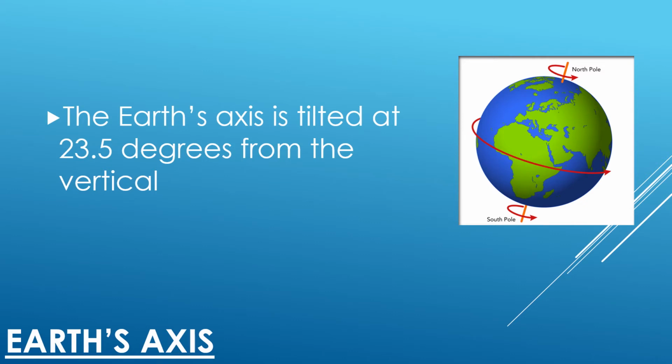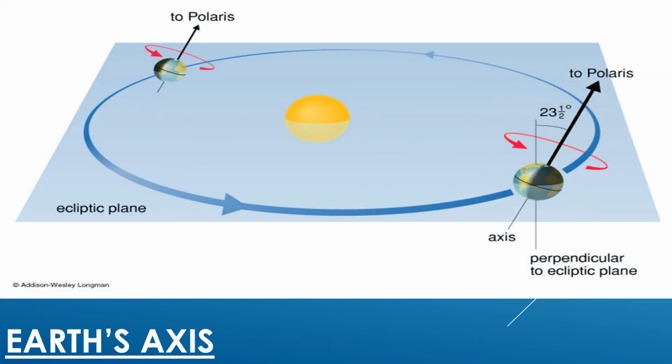So once again, the Earth's axis is tilted at 23.5 degrees from the vertical. And that's a very important number to know, that 23.5, because in our next lesson, we're going to be talking about how just that degree of tilt is really responsible for all the different seasons that we have on our planet. And so that axis, like I said, is not going to change.